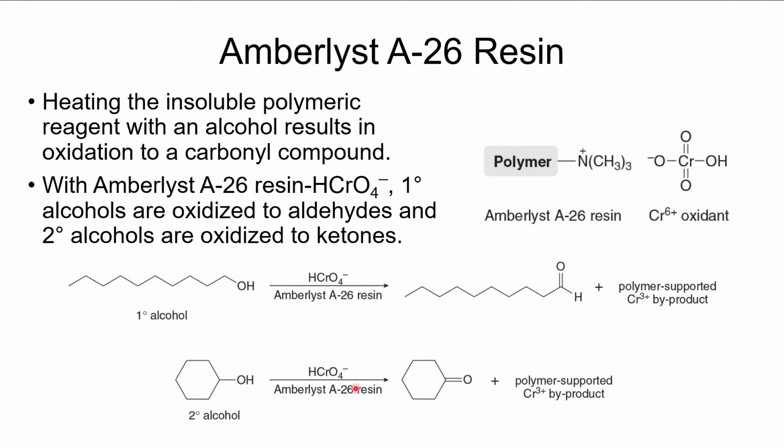So here's an example. We've got the HCrO4 with a -1 charge absorbed onto the Amberlyst A26 resin. We can oxidize our secondary alcohol, and we've got our ketone present.